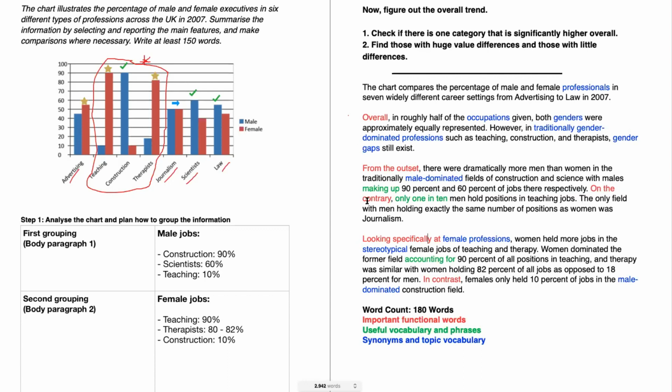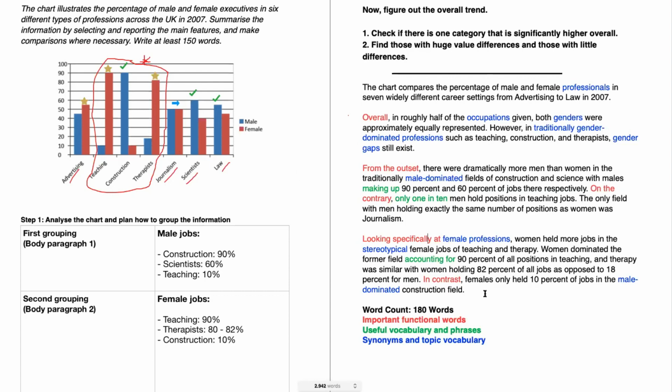On the contrary, which is a great functional word to talk about a contradiction, only 1 in 10 men hold positions in teaching jobs. The only field with men holding exactly the same number of positions as women was journalism, which we looked at in our preparation step.